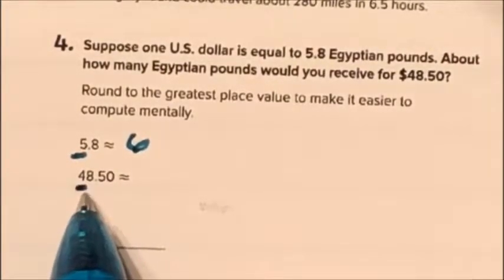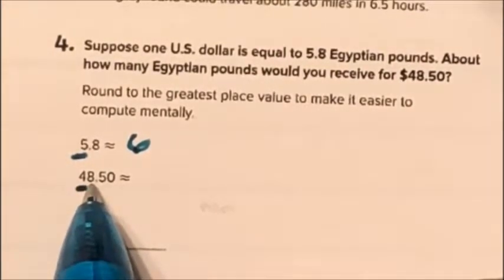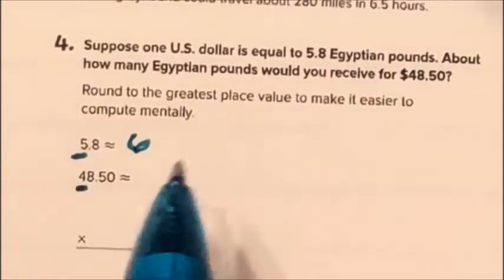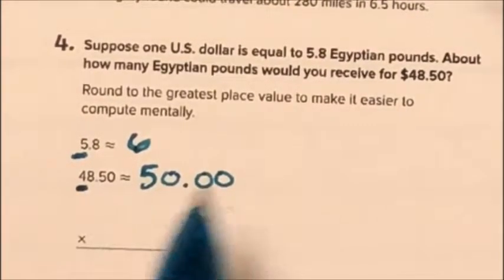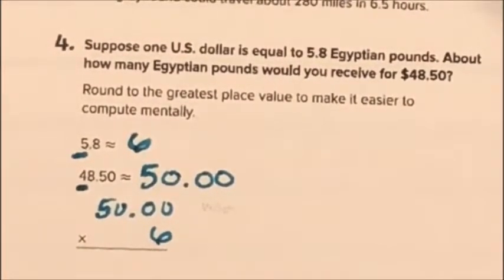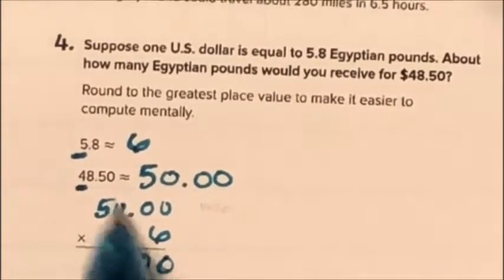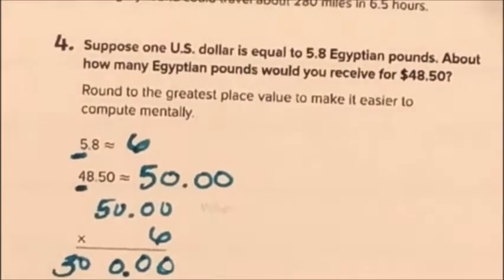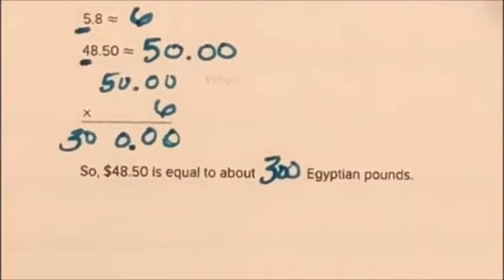48.50. 4 is my biggest value for place value. I go next door to look at 8. 8 tells me to bump this up. So this is about $50. Okay. Now I'm going to take 50 times 6. Okay. 6 times 0 is 0. 0, 0. 6 times 5 is 30. So $48.50 is equal to about 300 Egyptian pounds.